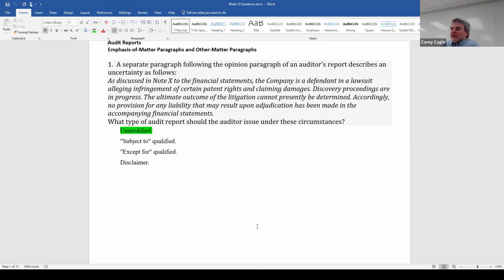There's a separate paragraph following the opinion paragraph of the auditor's report, and it describes an uncertainty as follows. As discussed in Note X to the financial statements, the company is a defendant in a lawsuit alleging infringement of certain patent rights and claiming damages. Discovery proceedings are in progress. The ultimate outcome of the litigation cannot presently be determined. Accordingly, no provision for any liability that may result upon adjudication has been made in the accompanying financial statements. What type of audit report?